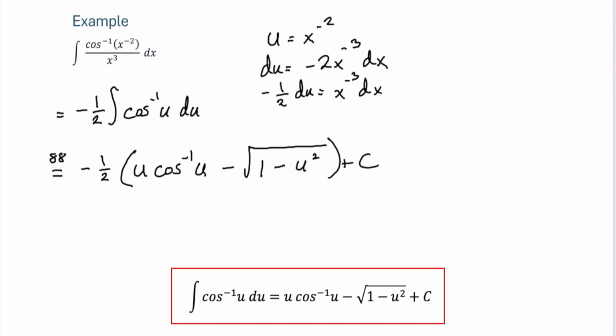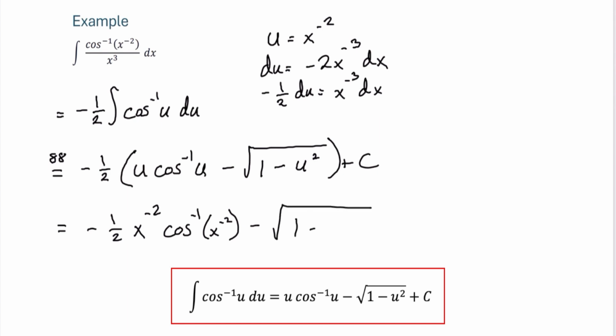All we have left to do now is resubstitute what u is. Negative 1/2, u is x to the negative 2. Inverse cosine of x to the negative 2 minus the square root of 1 minus x to the negative 2 squared, which is x to the negative 4th, and plus c.